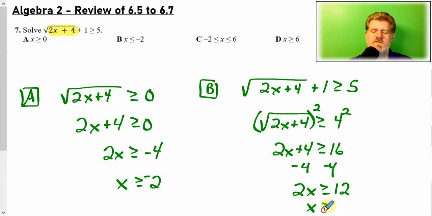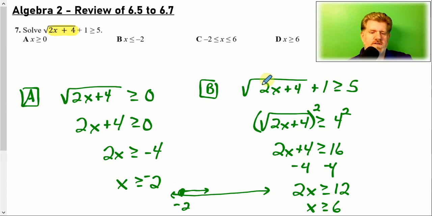Divide by 2. Okay, now think about this logically. X has to be bigger than negative 2. Let's look at that number line. So x has to be bigger than negative 2, going that way. But x also has to be, oh, I see. It's a greater than symbol. X also has to be greater than 6. So it's also going that way.